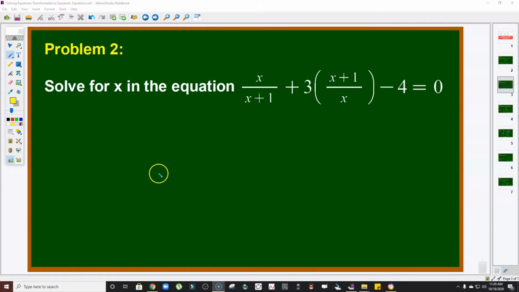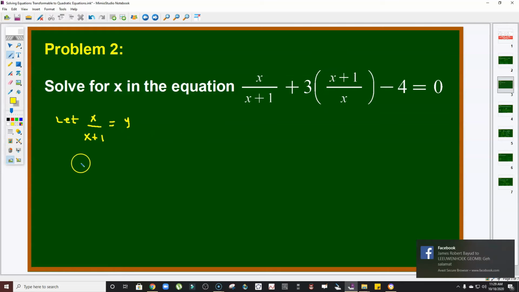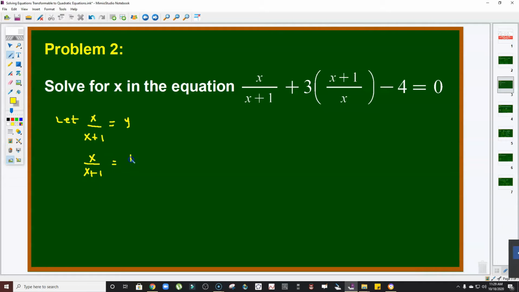Okay, problem number 2. Solve for x in the equation x over x plus 1 plus 3 times the quantity x plus 1 over x minus 4 equals 0. Okay, so at first glance, you will notice that x over x plus 1 and x plus 1 over x are reciprocals of each other. So like what we did in number 1, we're going to let x over x plus 1 be one variable, let's say y. So this x plus 1 over x can be written as the reciprocal of y, which is 1 over y. See that?